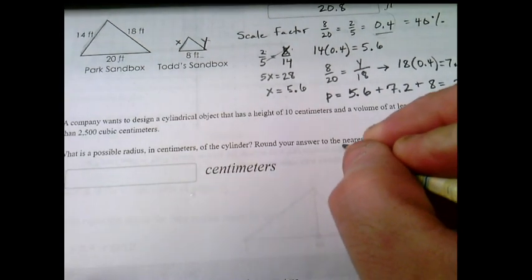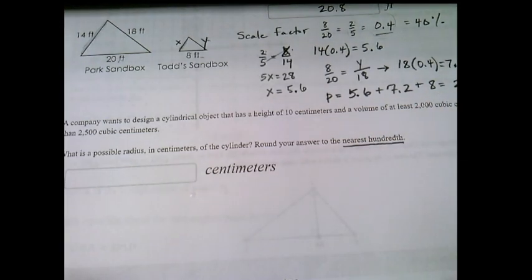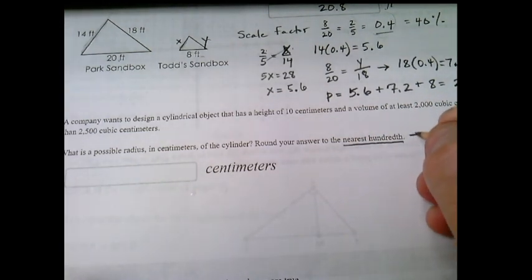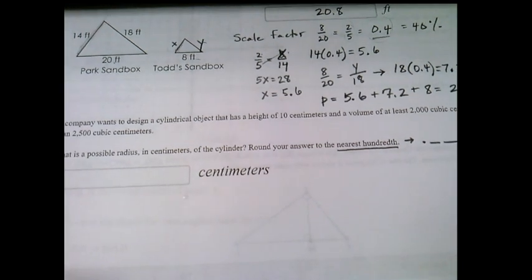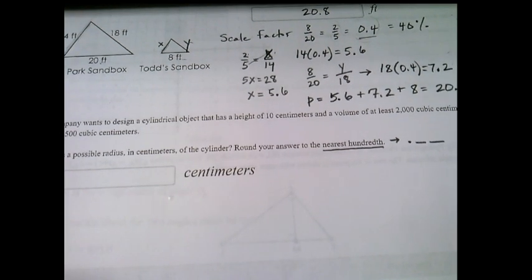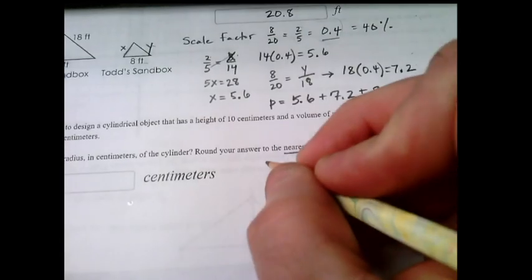Now, on my test, I might even highlight this part. Hundredths place, remember, means this: 2 places after the decimal, okay? So don't forget that, 2 places after the decimal, nearest hundredths place. So let's go back here.